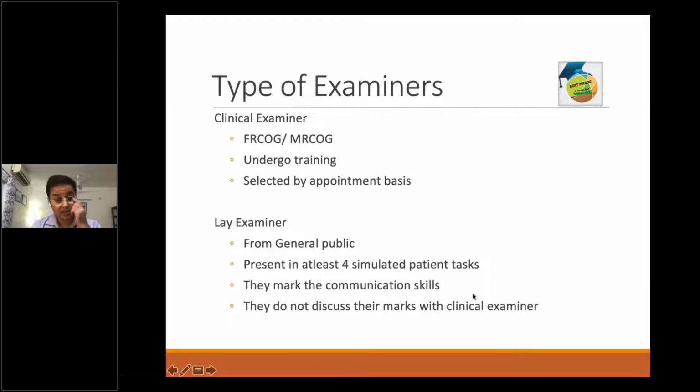And lay examiners are representative of the general public. They will be present in at least 4 of the simulated patient tasks. Their job is not to judge your knowledge, it's to judge your communication skills. So they will be marking you on communication skills. And another thing, they do not interact with the clinical examiner.